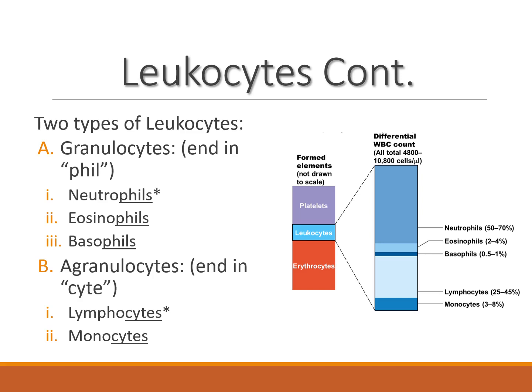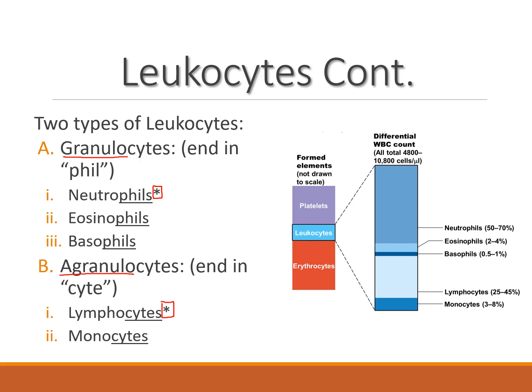And so the difference between the two: granulo means it contains granules in the cytoplasm of the cell. Agranulo means without granules. So the granulocytes have granules, and we'll see pictures of that. And then the agranulocytes do not have granules in the cytoplasm. And then I have neutrophils starred, and then I also have lymphocytes starred because they are the second most abundant leukocyte.